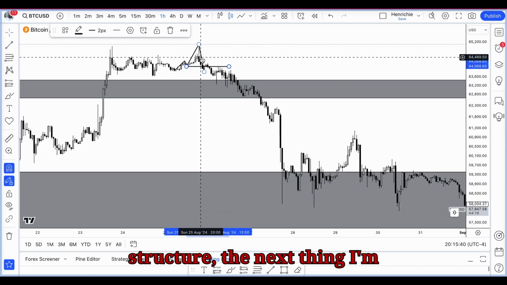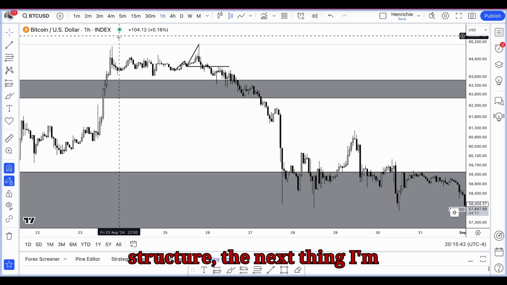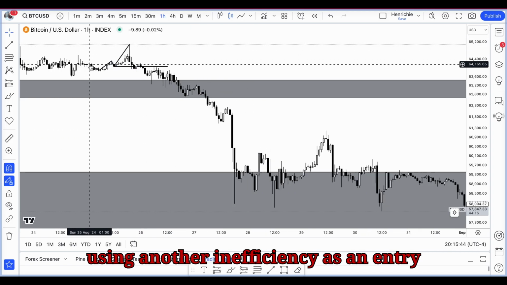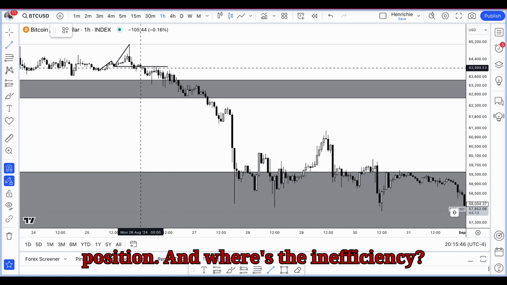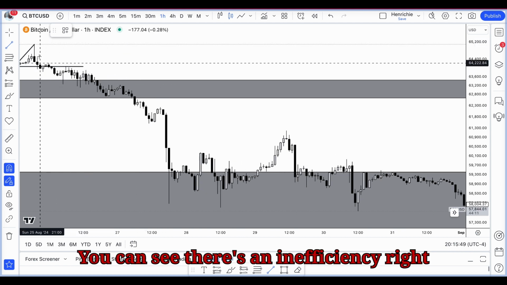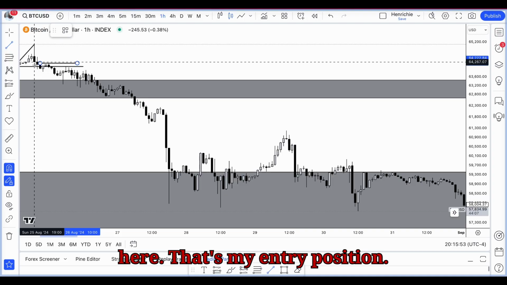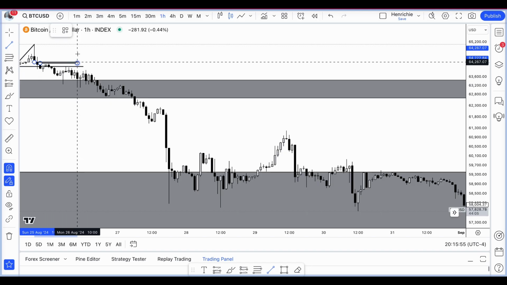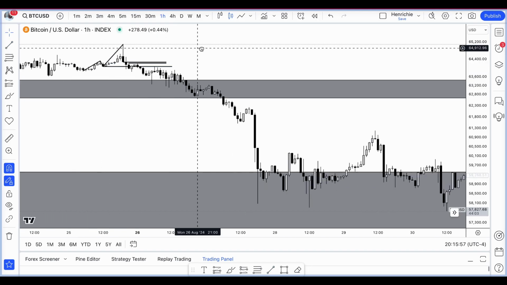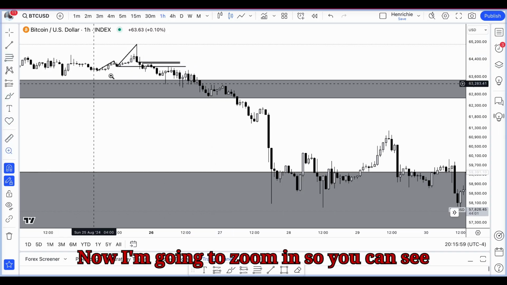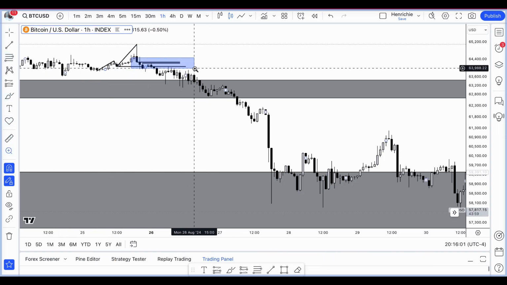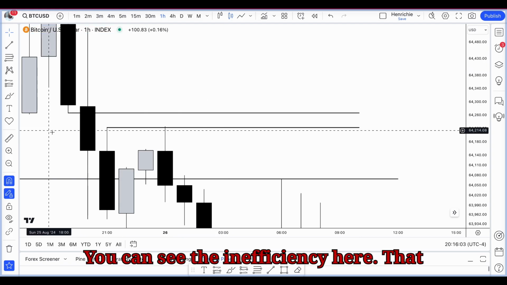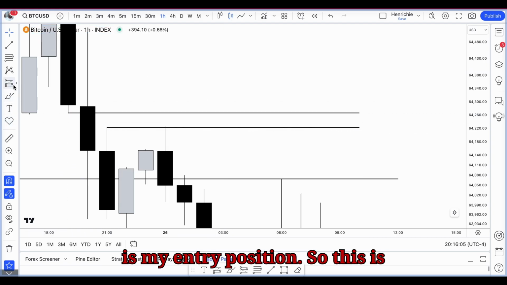After breaking that structure, the next thing, I'm using another inefficiency as an entry position. And where's the inefficiency? You can see there's an inefficiency right here. That's my entry position. Now I'm going to zoom in so you can see it very clearly. You can see the inefficiency here. That is my entry position.